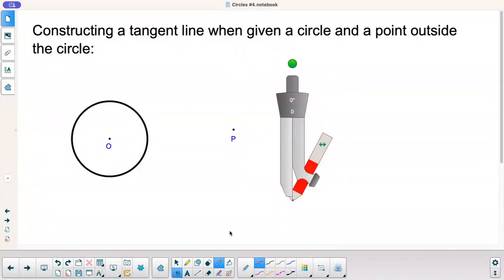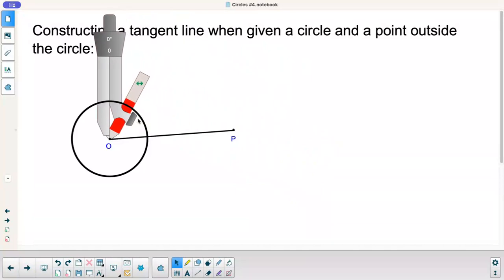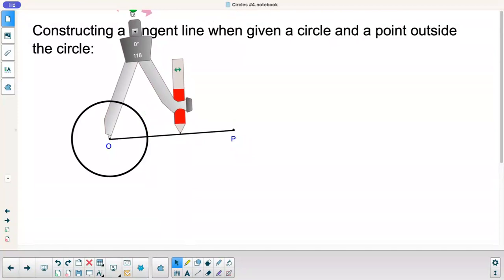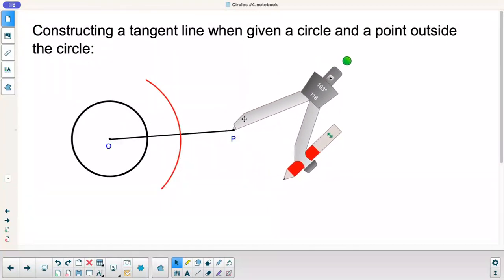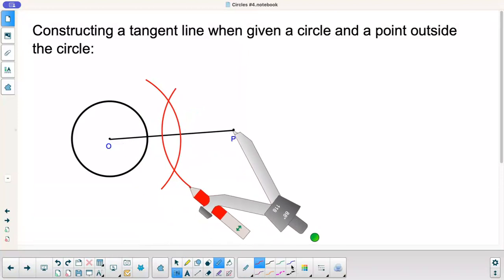So first thing I'm going to do is draw a line connecting my point here to there. And then the next thing I have to do is make a perpendicular bisector. So I'm going to open this up a little bit right there, just a little bit over halfway. And I keep it the same length. I put my point over here, and I need to find where these intersect. So there we go. I can mark those two points. And I construct my perpendicular bisector.